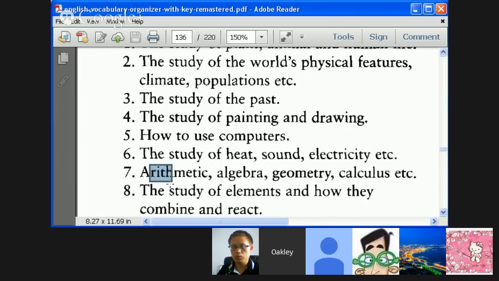A little word stress, or rather syllable stress. Arithmetic, second syllable. That's it. Algebra, first syllable. Geometry. And calculus, first syllable.